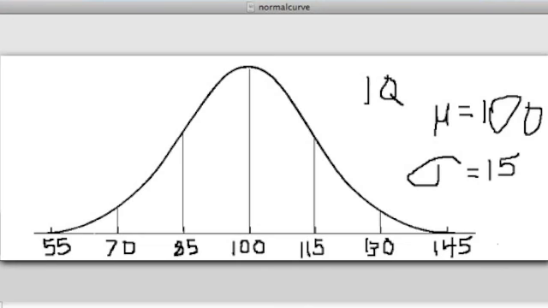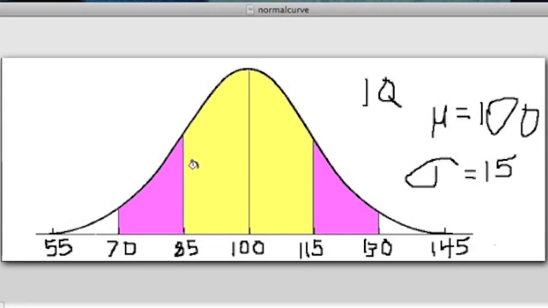So, we know that these two sections are each 34% of the population. So 34% of all Americans have an IQ between 100 and 115. 34% of Americans also have an IQ between 85 and 100 IQ points. We know that these sections out here are equal to 14%. So 14% have an IQ between 130 and 150, or 70 and 85. And finally, the last sides are the 2%.